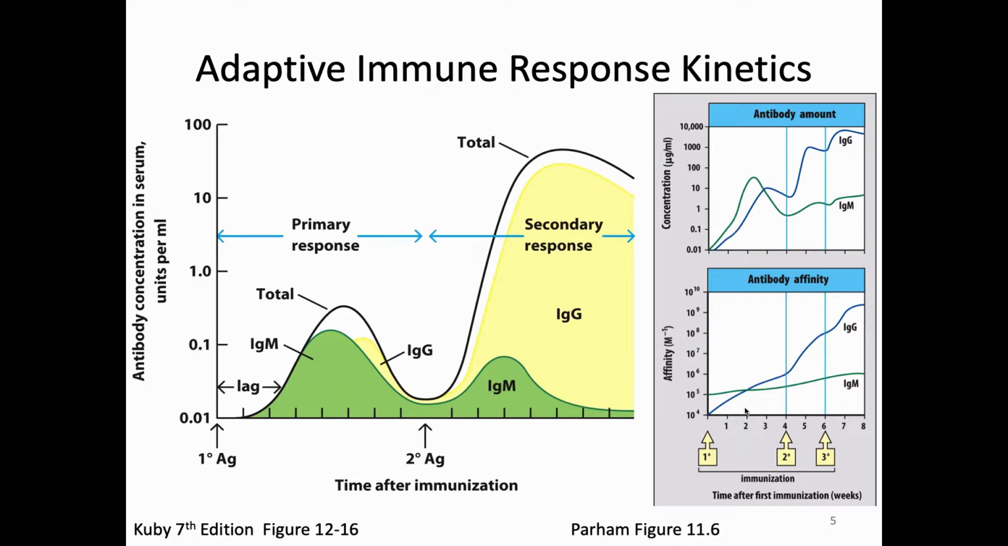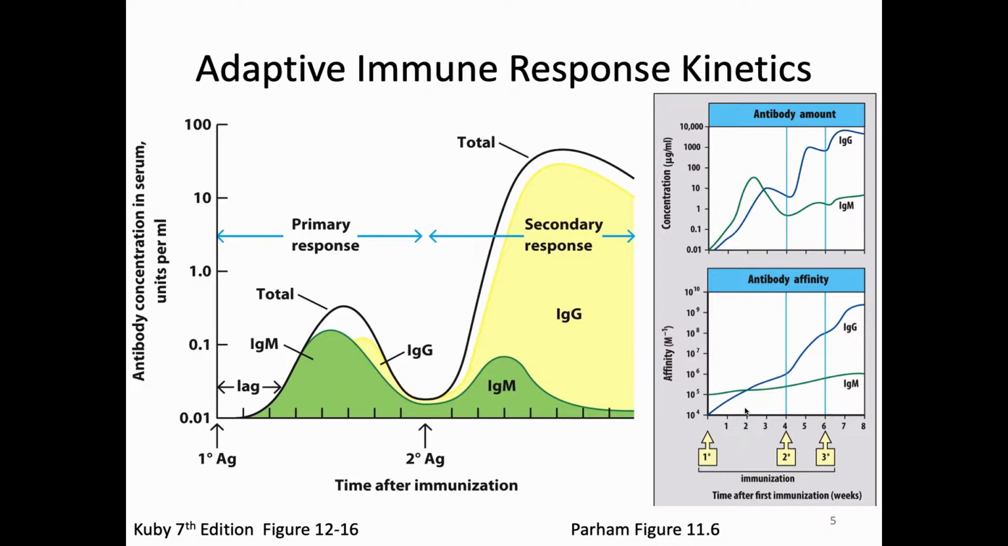You can also notice on the right-hand side that this blue line here is the second immunization. So right now we're just looking at before that. At the beginning, we have mostly IgM. Eventually, IgG catches up. And you can see that the IgG affinity is getting higher too because of affinity maturation starting to happen a little bit late in this response.